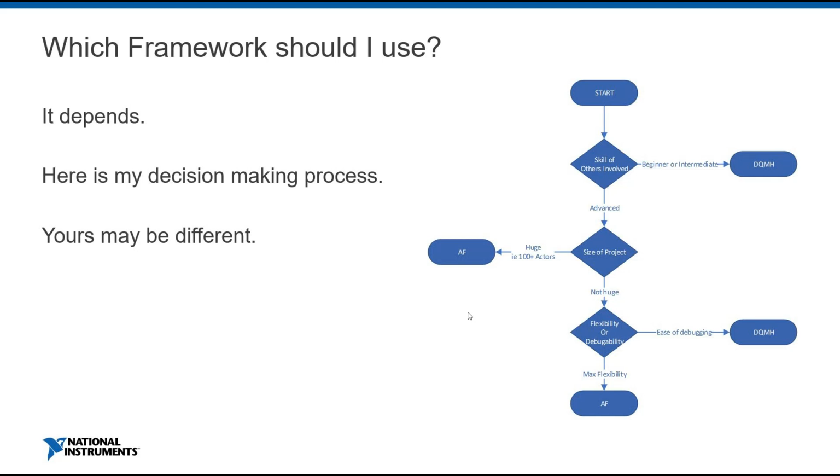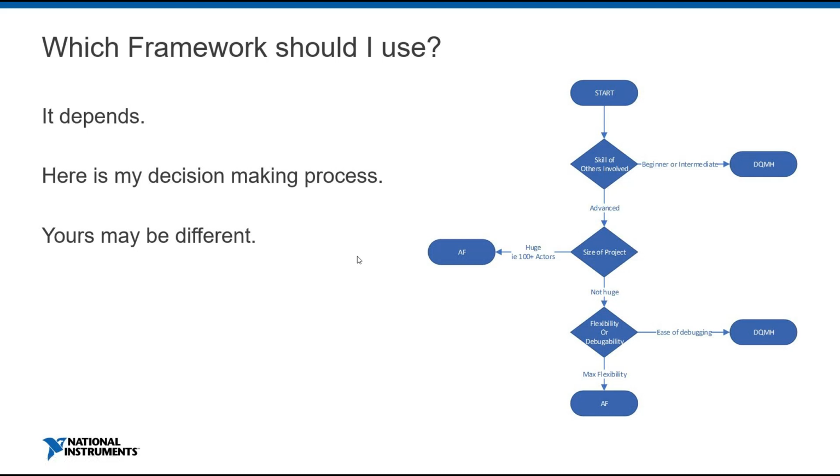If everybody's advanced and it's a huge project, I immediately just go to Actor Framework because I feel like it scales a little better. If the project's not ridiculously huge, then I'd go to flexibility or debuggability. So if the specs are required to be really flexible and I've got a lot of modules that are really similar but slightly different, I might consider the Actor Framework over DQMH. Versus if it's something where I know debugging is going to be a pain, I'm going to pick DQMH.